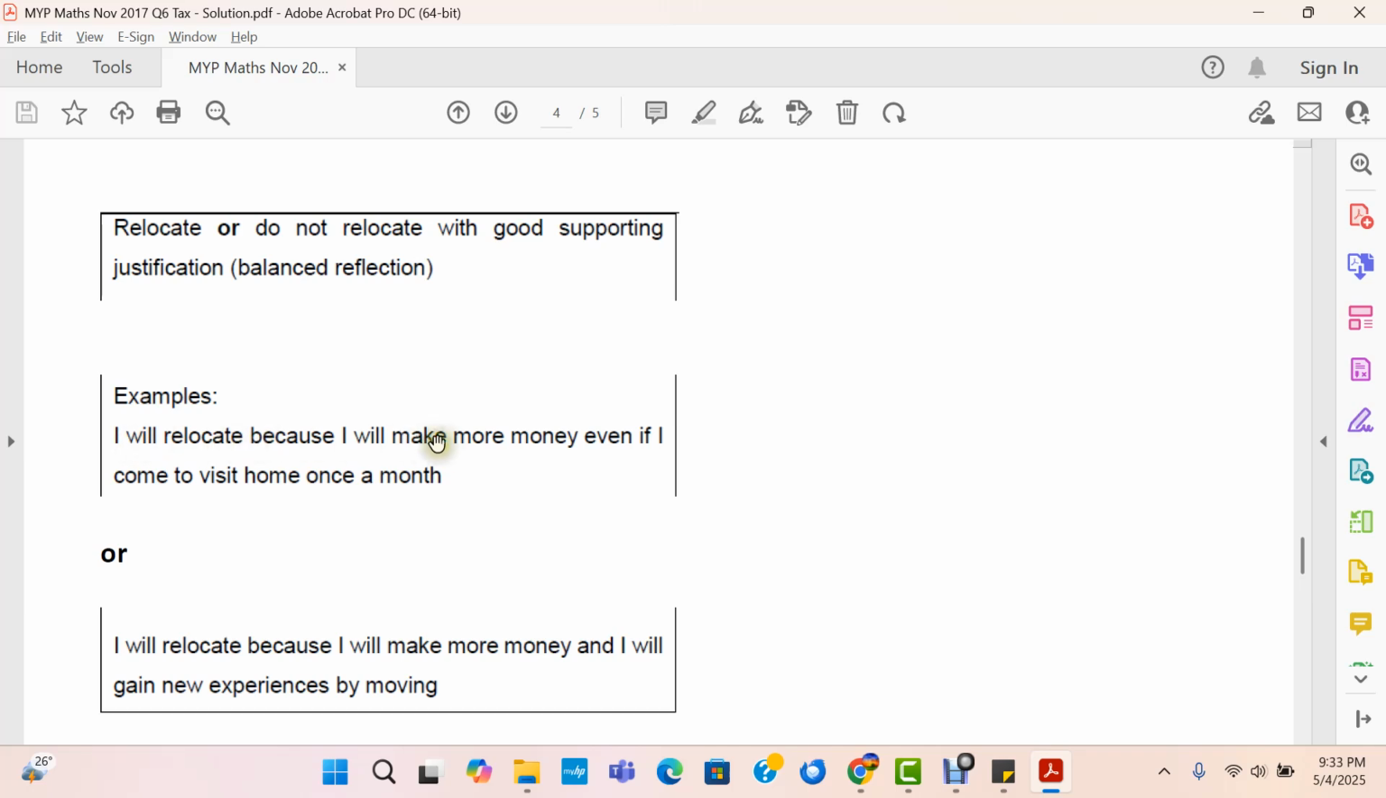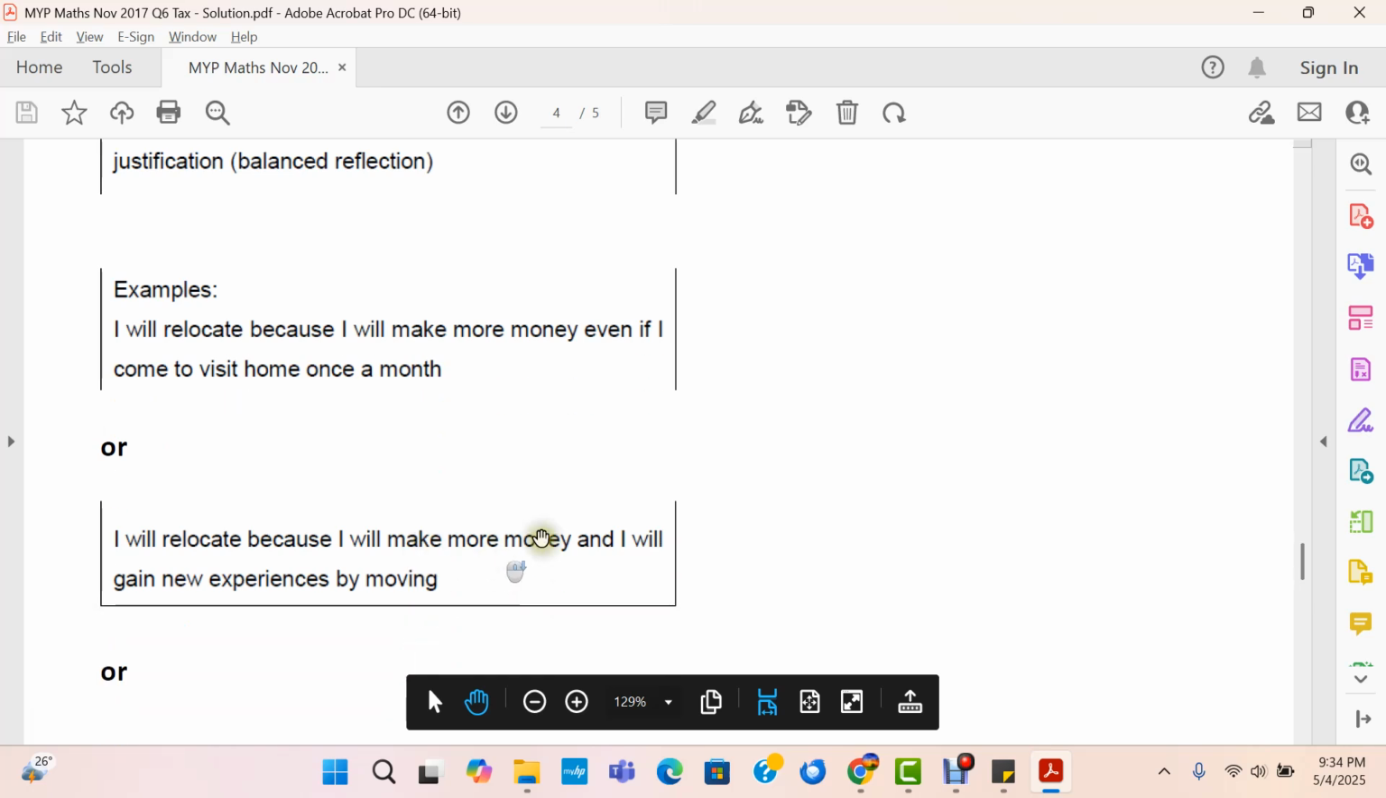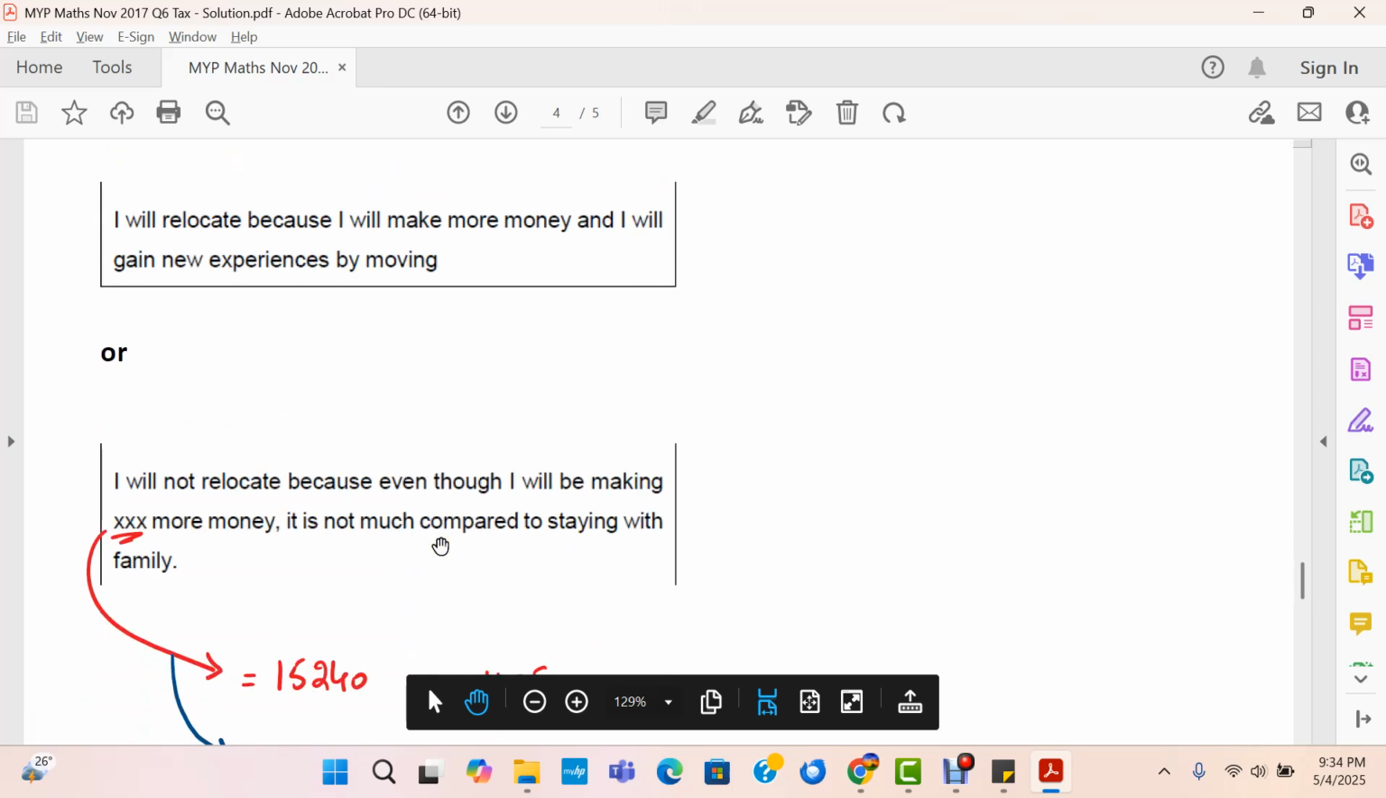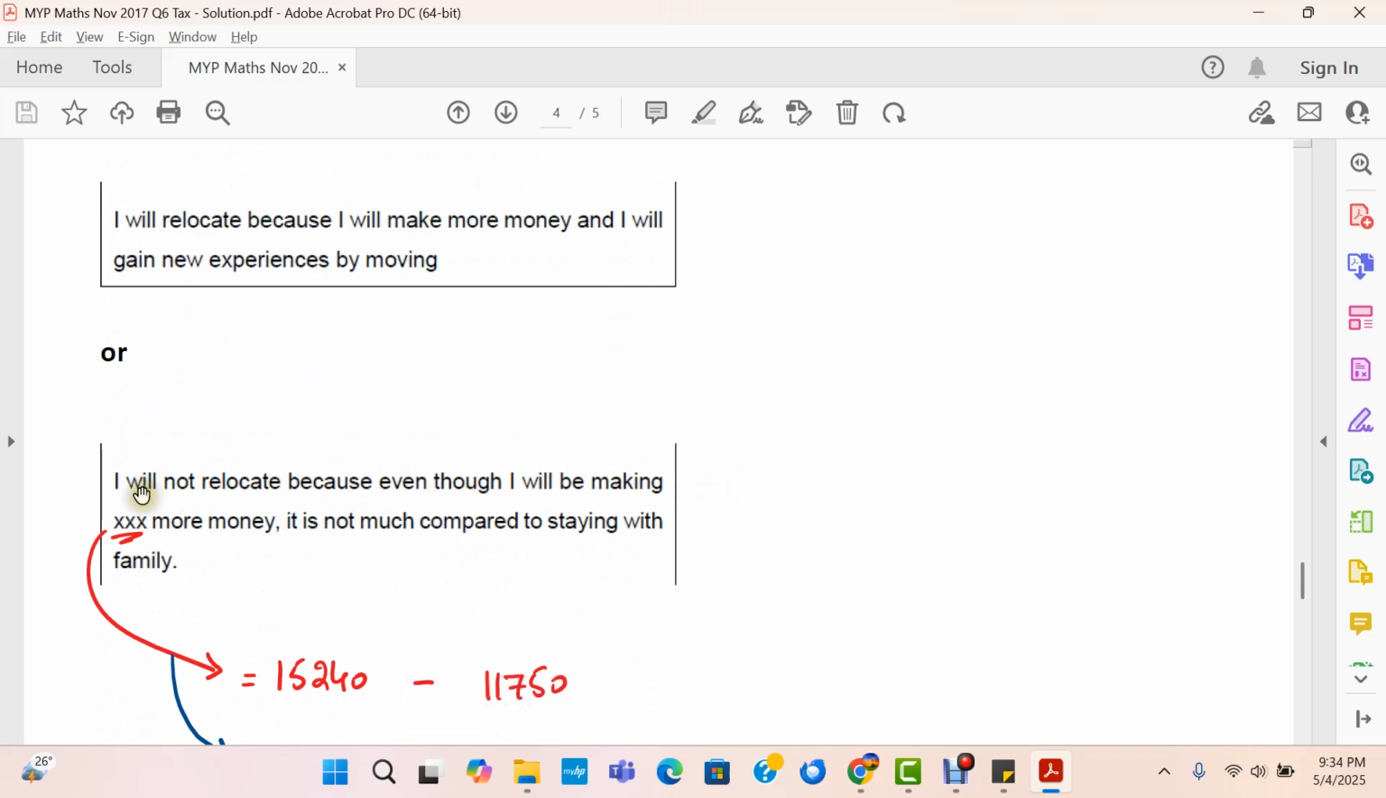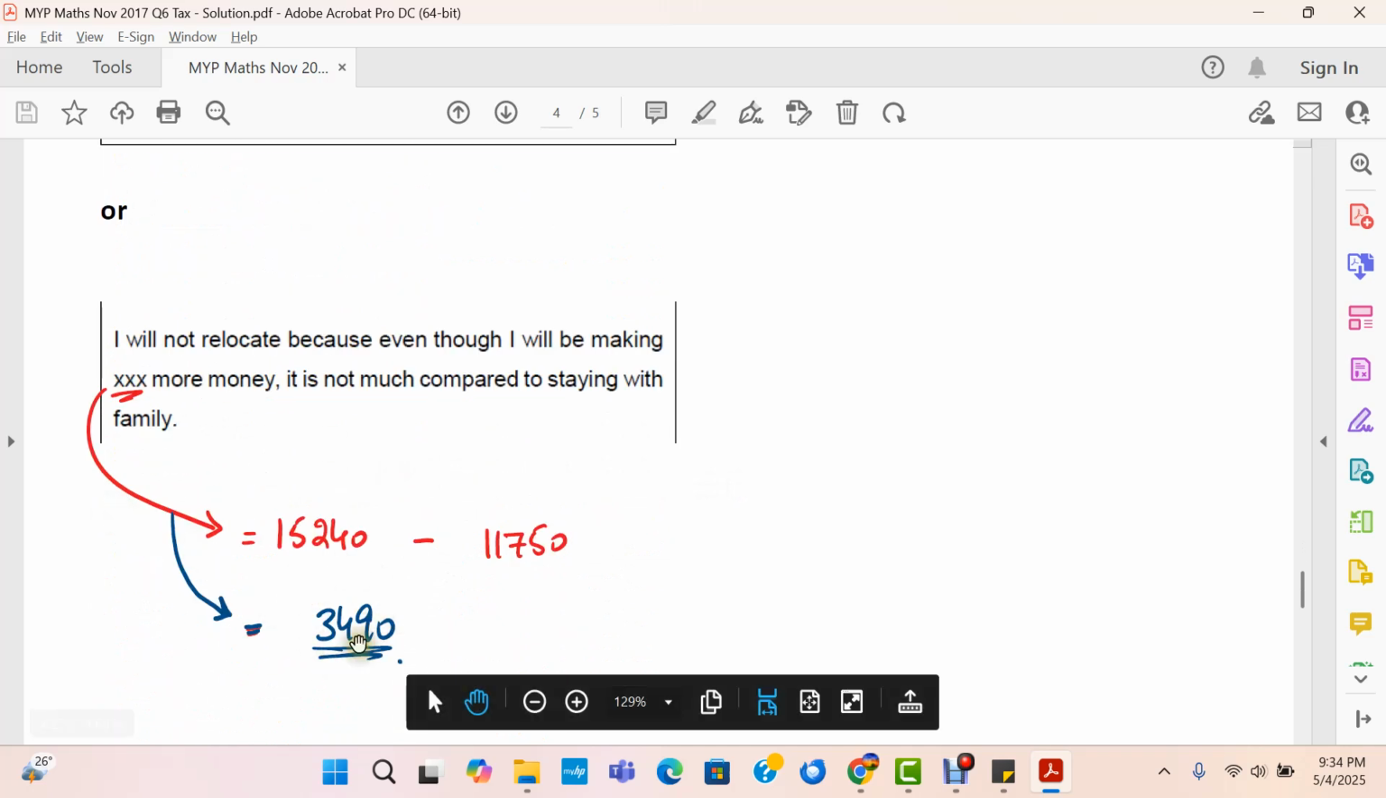So let's look at our answers. I will relocate because I will make more money even if I come to visit my family home once a year or once a month or something. I will relocate because I will make more money and gain more experiences by moving. I will not relocate because even though I will be making this much more money, it's not much compared to staying with family.